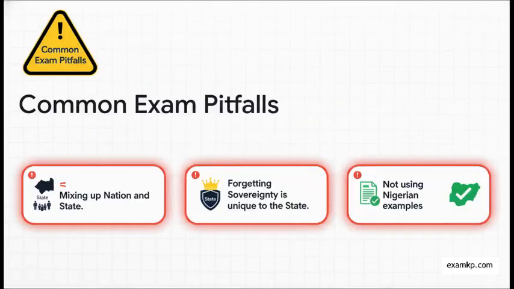And finally, please let's talk about the common traps. Watch out for these 3 mistakes. The number 1 mistake students make is mixing up nation and state. Just repeat it to yourself. State is political. Nation is cultural. And if you're writing an essay, always use specific Nigerian examples to show the examiner you really know your stuff.